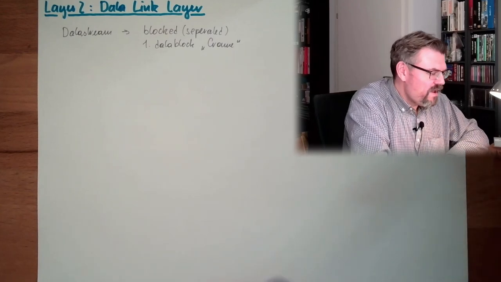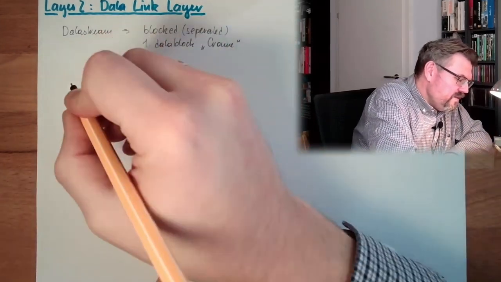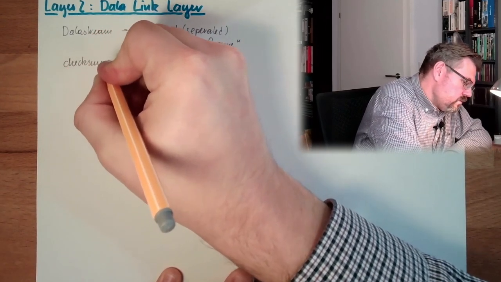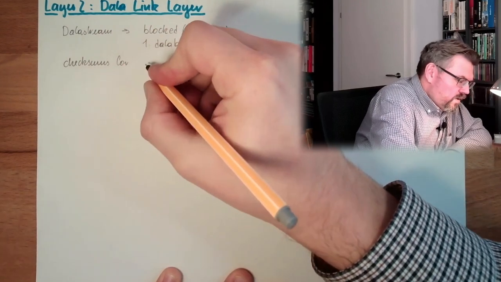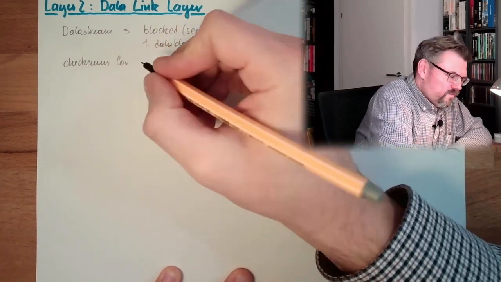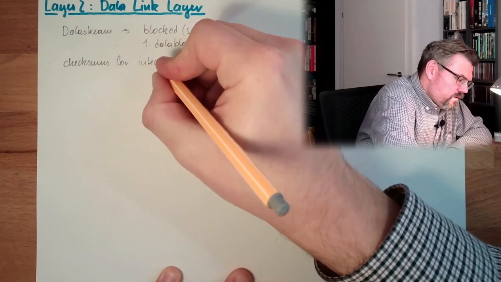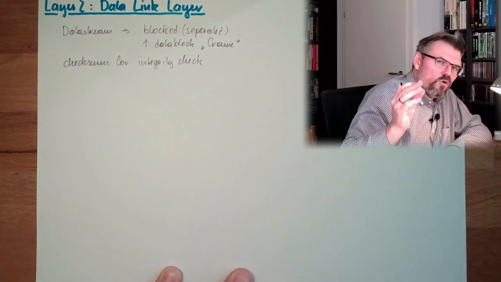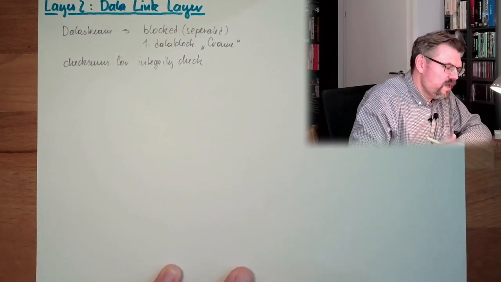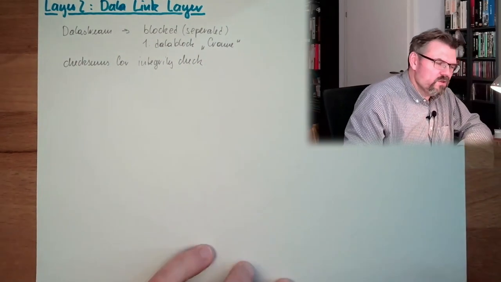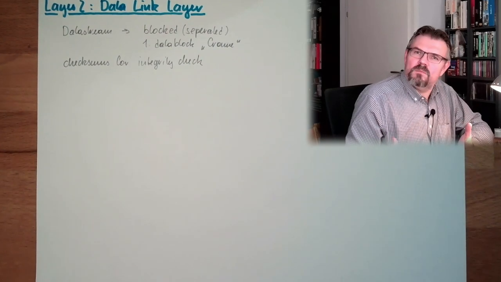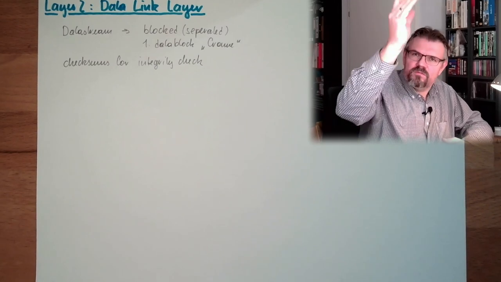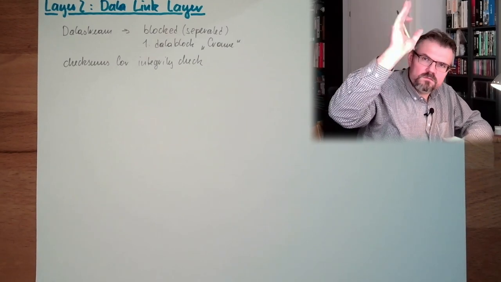So we have in there checksums for integrity, for an integrity check, to see if the data was altered or not. And if the checksum is alright, then it is received, and layer 2 passes the message through: yes, I've received it, thank you.